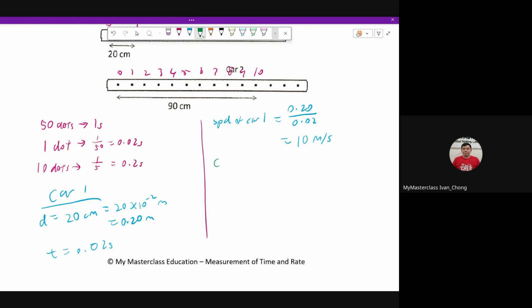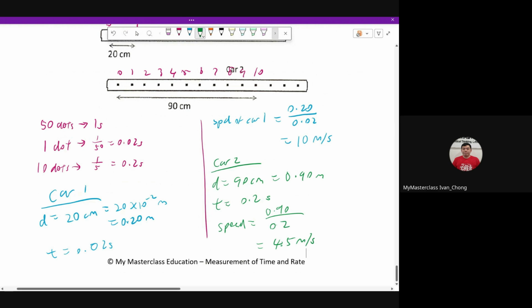Now for your car number 2 over here, we do the same thing. You have 90 cm. The time is 0.2 seconds. This is 0.90 meters. So your speed would be 0.90 divided by 0.2. So you end up with 4.5 meters per second. So your car 2 is actually a little bit slower compared to your car number 1 over here.